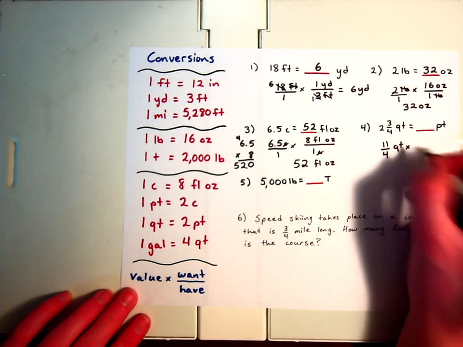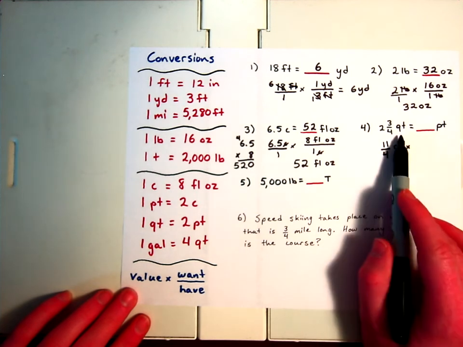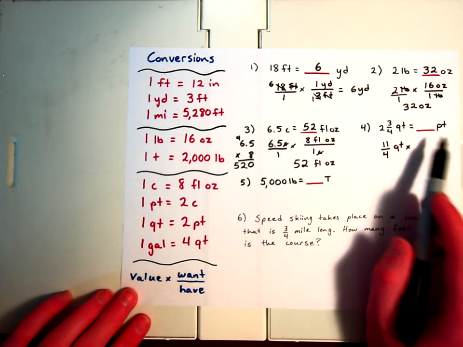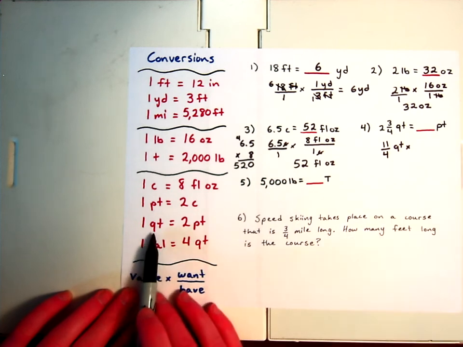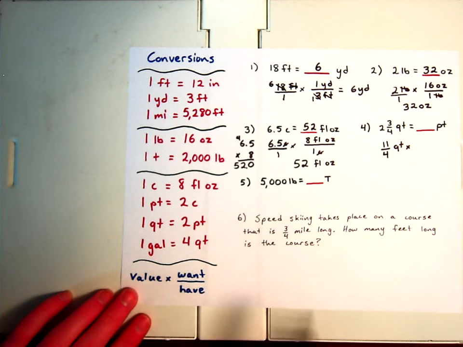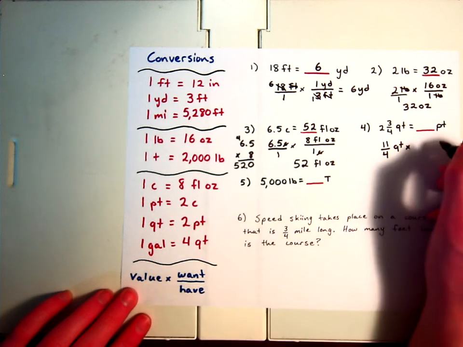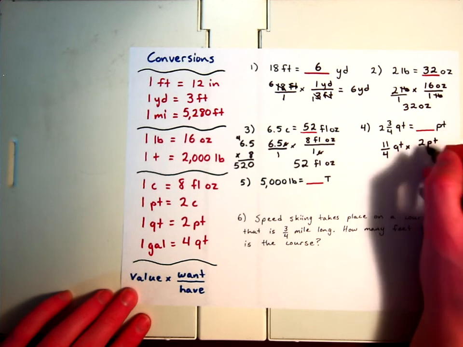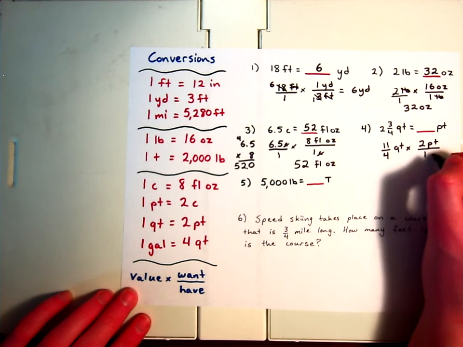And it's going to multiply by, well, let's look. I have quarts, and I want it in pints. Well, over here's our conversion. 1 quart equals 2 pints. So what do I want? I want pints. So pints needs to be in my numerator, so 2 pints. And quarts is in my denominator, 1 quart.